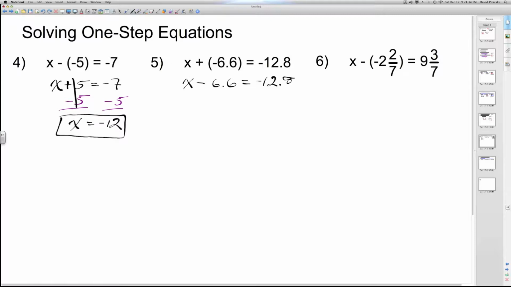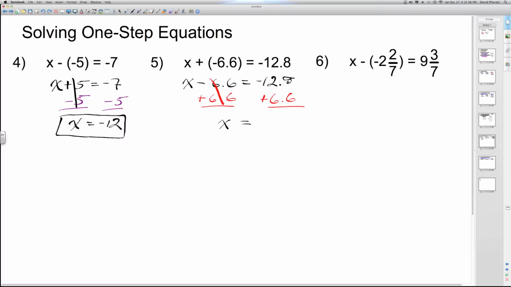From here, we should add 6.6 to both sides because we have subtract 6.6 from the variable x. So when we add 6.6 to both sides, the minus 6.6 and plus 6.6 on the left, they cancel, they go away, giving us the variable x isolated by itself, bringing down our equal sign on the right-hand side.